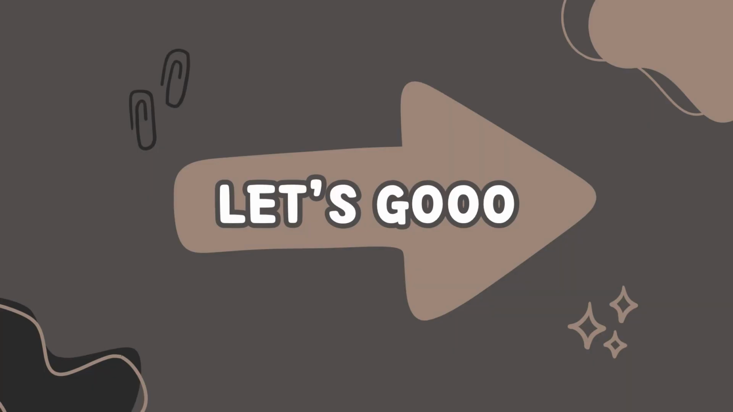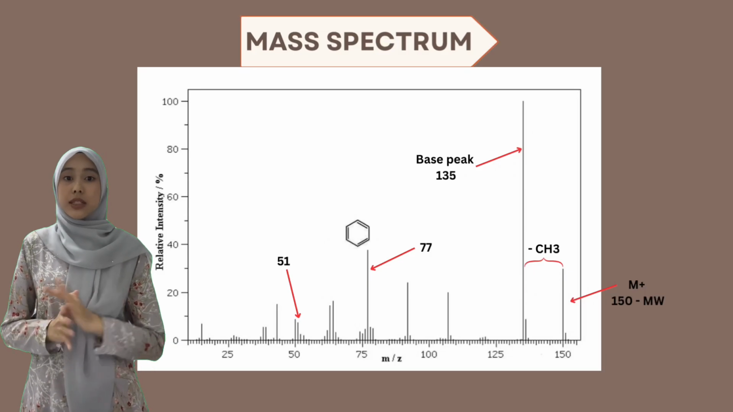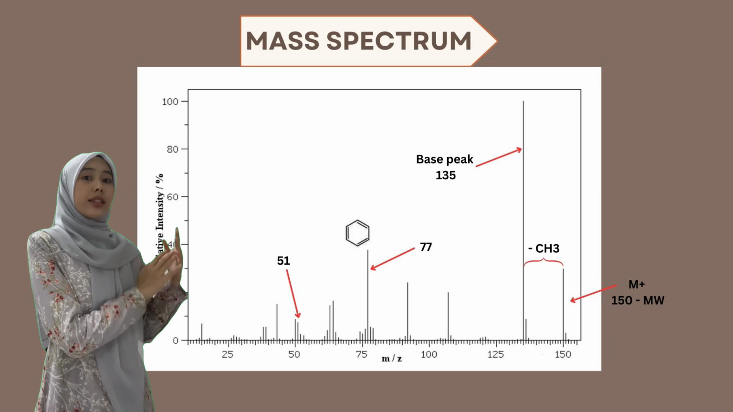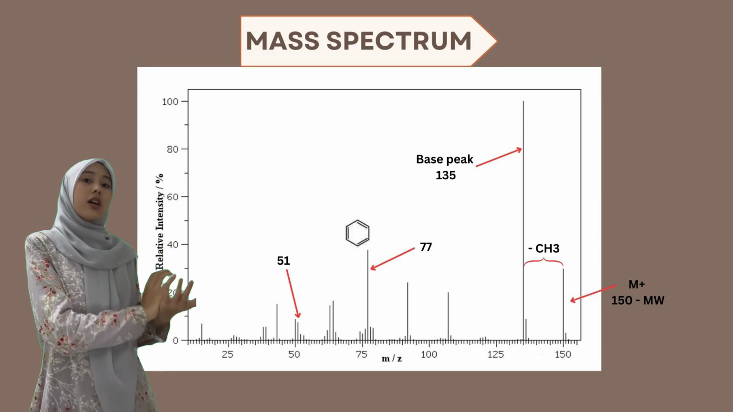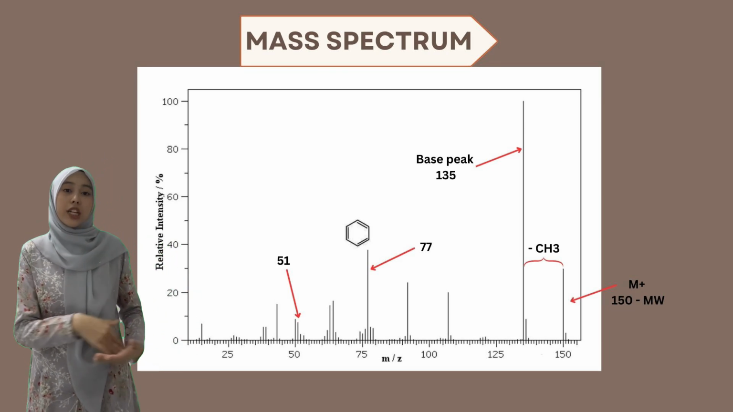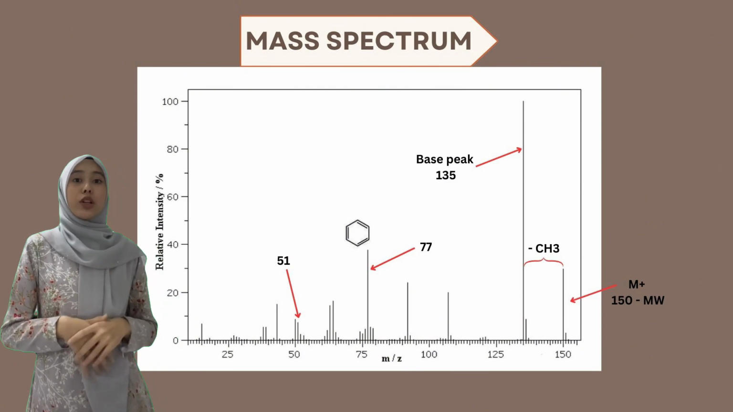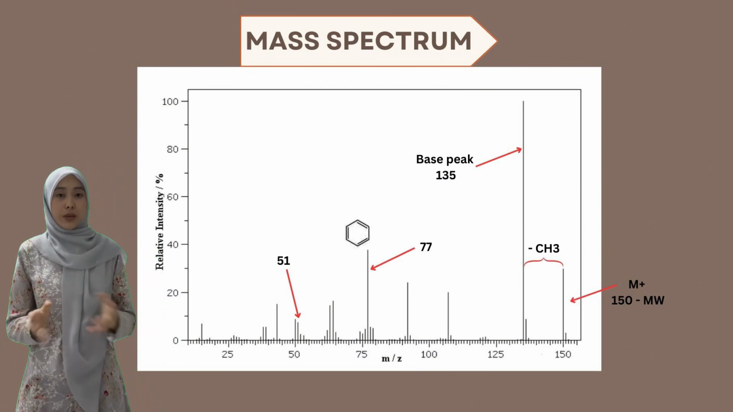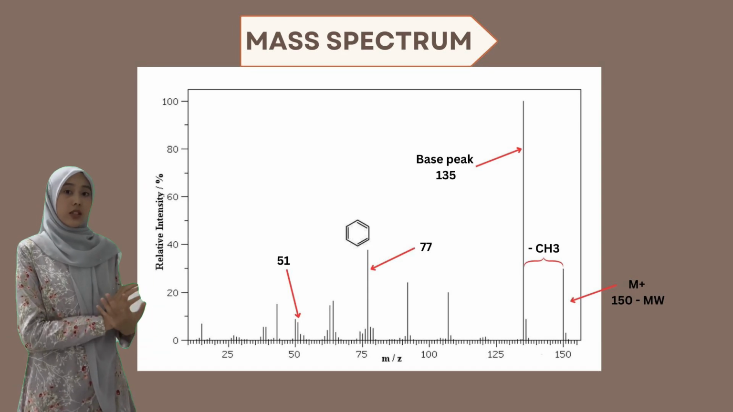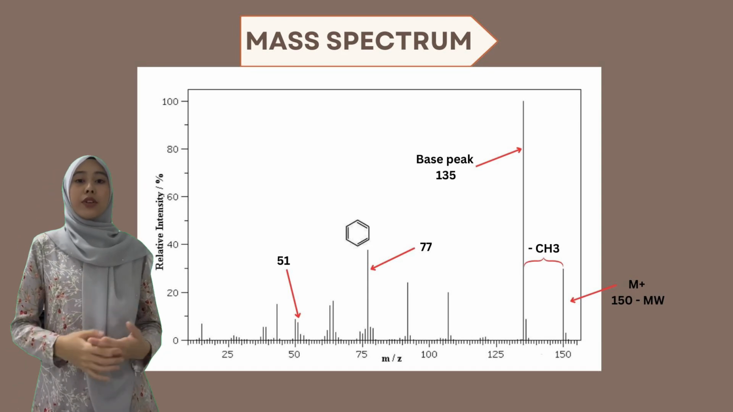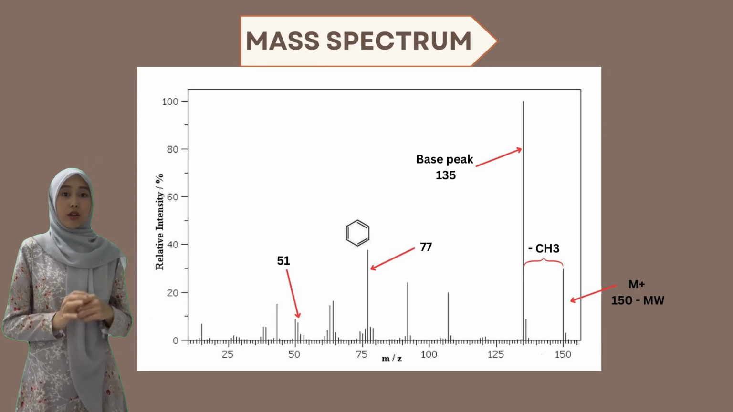Let's go! To answer question number 13, we have to look at the mass spectrum first. The mass spectrum shows the heaviest peak at 150, and it corresponds to the intact molecule with a molecular weight of 150 gram per mole. So, this suggests the compound could have a molecular weight of 150. However, the exact identity is not confirmed yet.